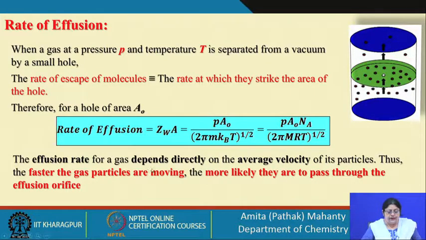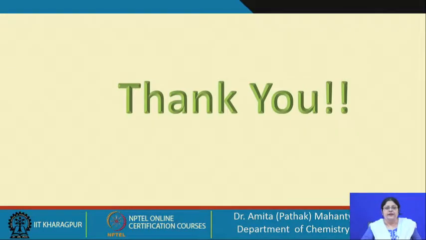The effusion rate for a gas depends directly on the average velocity or speed of the particle. Thus, the faster the particle is going to move, the more likely it is to escape or pass through the hole. Okay? Thank you so much.